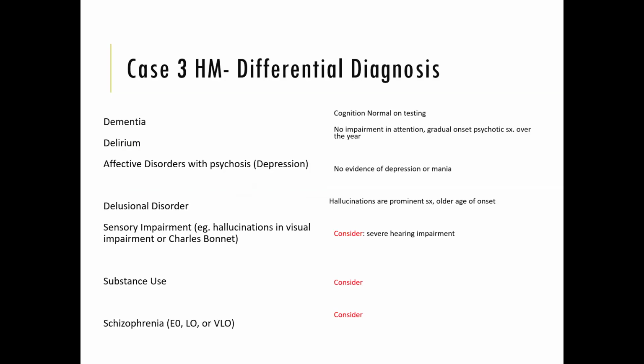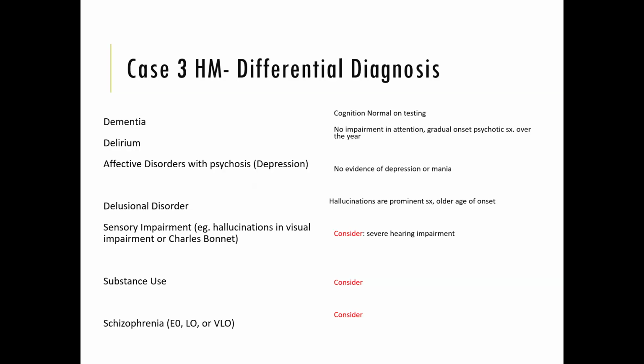We didn't think dementia, delirium, mood disorders, or delusional disorder were important. He did have delusions, but the hallucinations were pretty prominent. He did have significant sensory impairment and some features of musical hallucinations. So we considered that, but it's hard to explain all of his behaviors and all of his beliefs with the sensory impairment. He may be underplaying substance use, so we considered that, or schizophrenia.